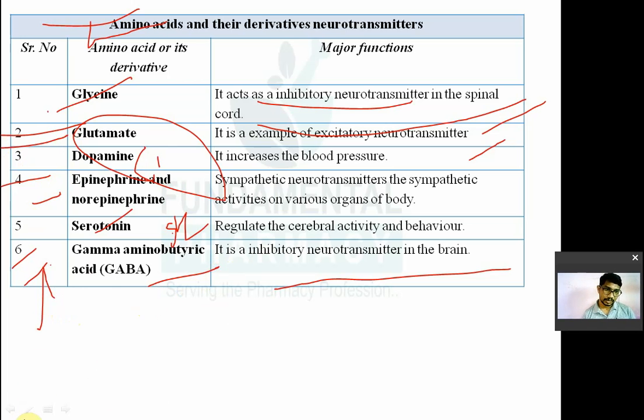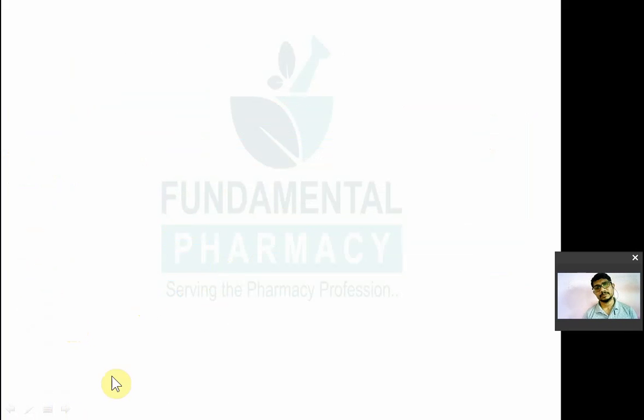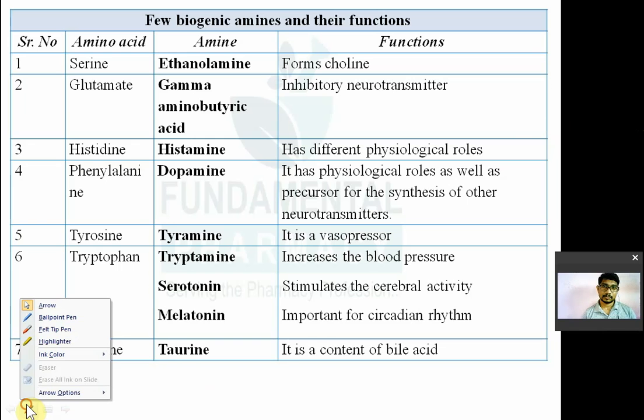Next is the few biogenic amines and their function in the body. Amino acid serine. So from amino acid serine, you will get an amine known as ethanolamine. Ethanolamine you are getting from serine amino acid. Serine amino acid से मेटाबॉलिज्म होके बाद में इथेनोलामाइन बनता है. इथेनोलामाइन that is a storage form for choline. फंक्शन क्या है उसका? This is storage form for choline.